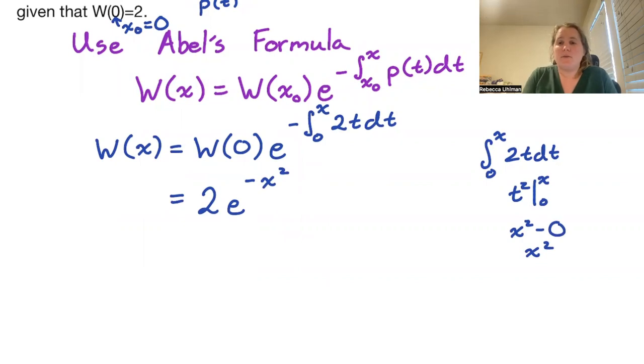But this is how we can use Abel's formula to find the Wronskian of a set of solutions just based off of knowing the Wronskian at one point.